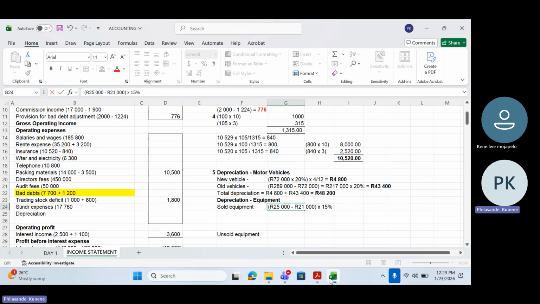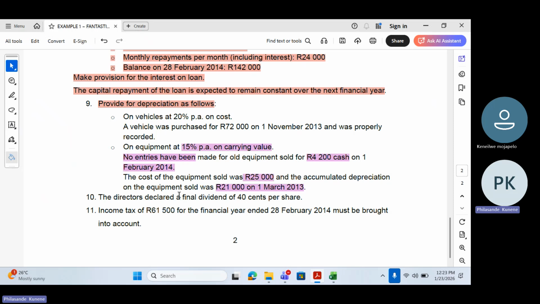So which means now we need to calculate how many months did it stay with us, né? So when did we sell this one? The 1st of February 2014. So how many months are we going to use? 1/12? Why? Oh no, 11. Yes, 11 months, because 1 month, the asset is already gone.